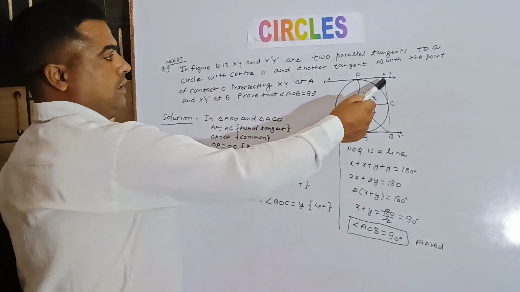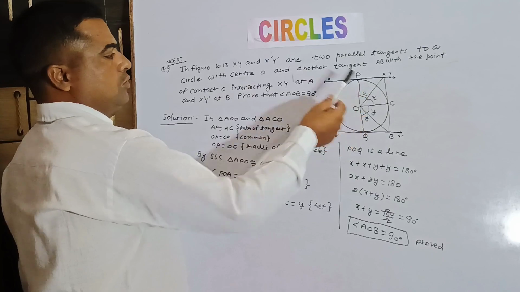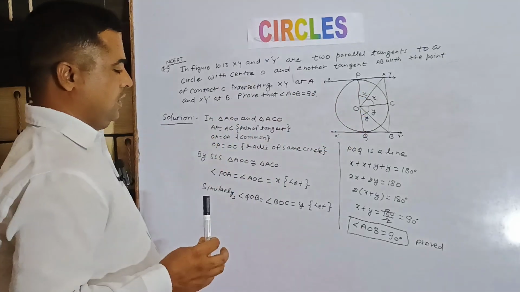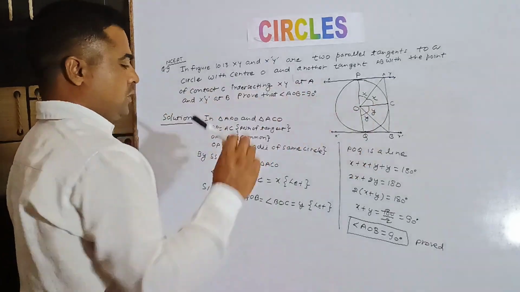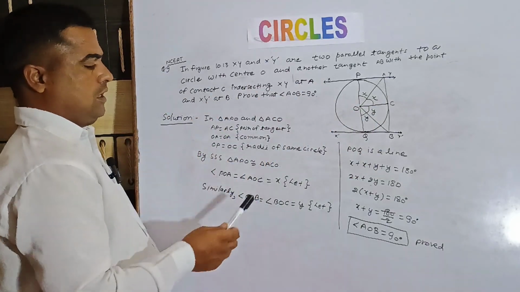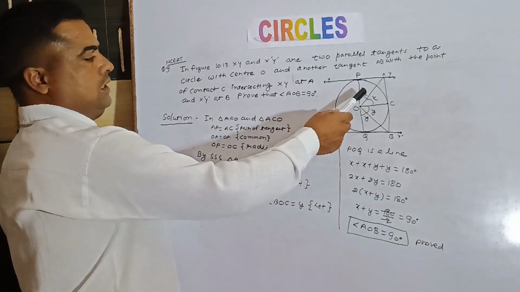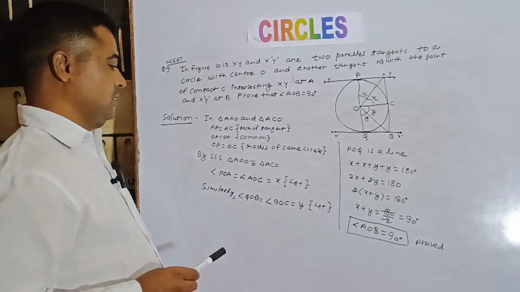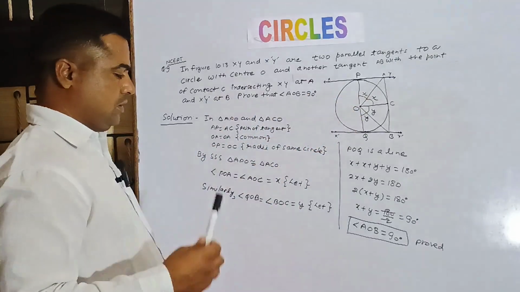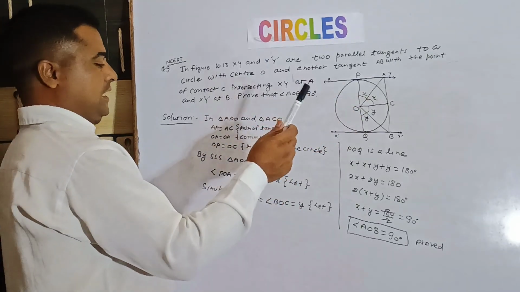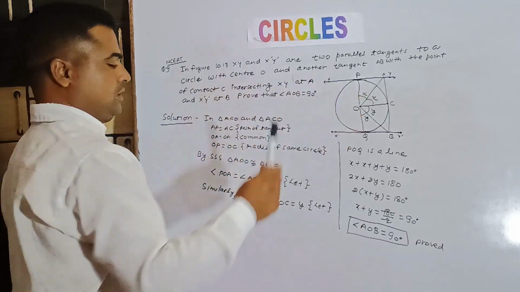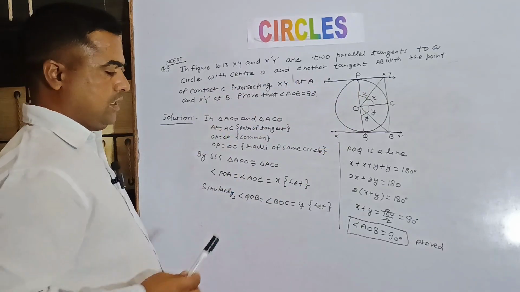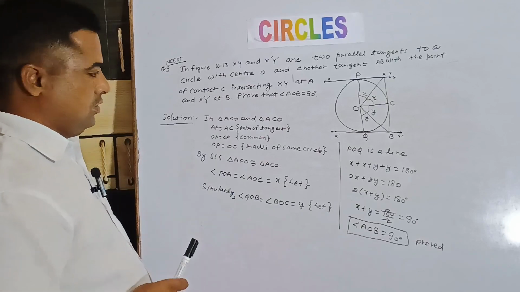OA equals OA. OA is common between both the triangles. Third, OP equals OC. The values of OP and OC are equal because these are radii of the same circle. Now these two triangles are congruent by which property? By SSS property. All the three sides of this triangle are equal to all the three sides of this triangle. So by SSS property, both the triangles will be congruent.